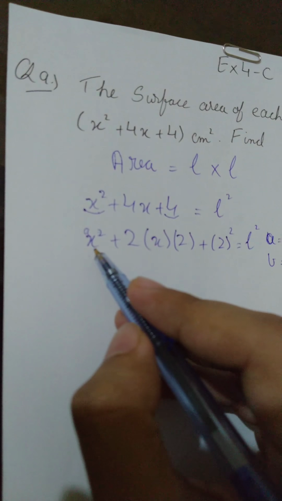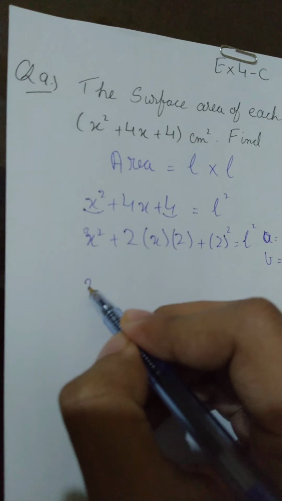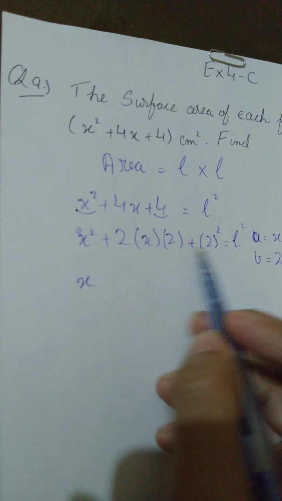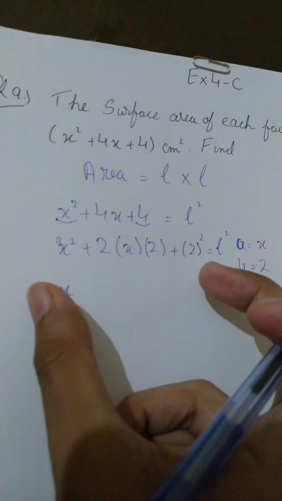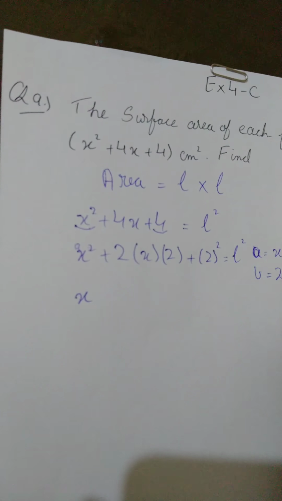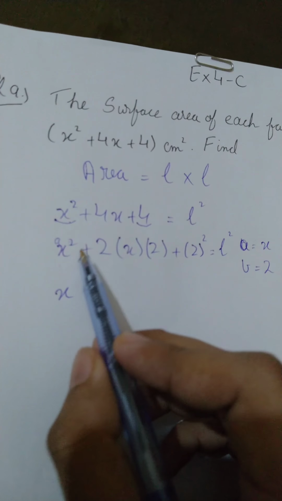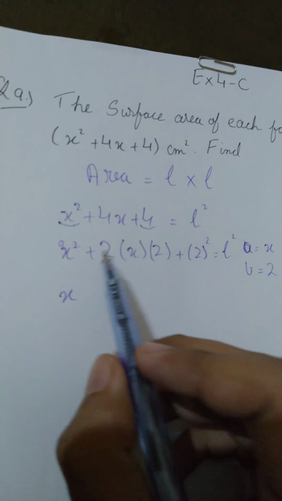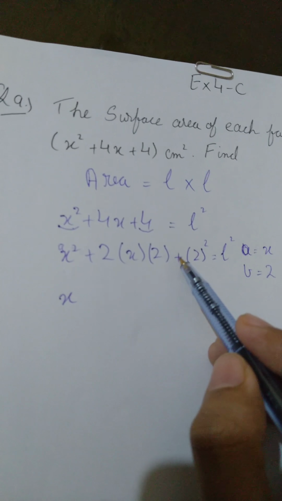As you can see, I've expanded the formula, so I can close this value in the formula of a plus b whole square. Plus b, why? Because we have the plus sign here. Be careful with this sign.